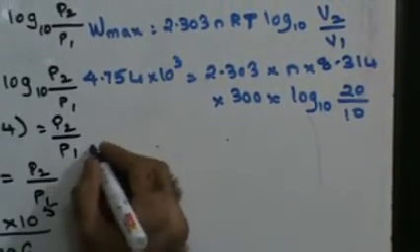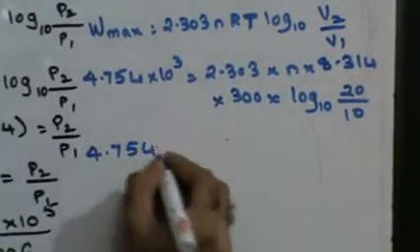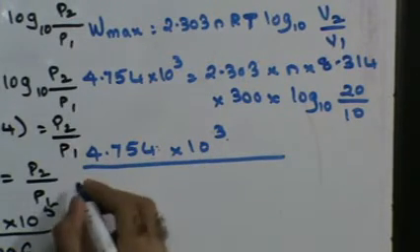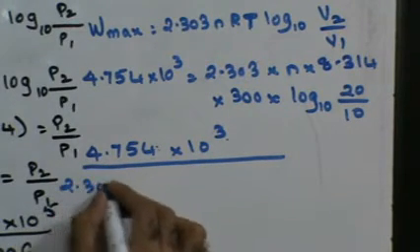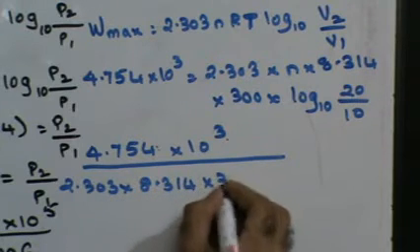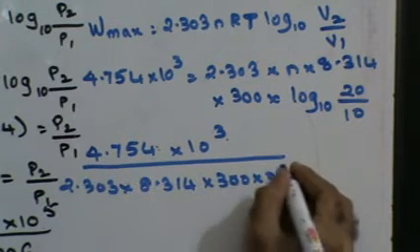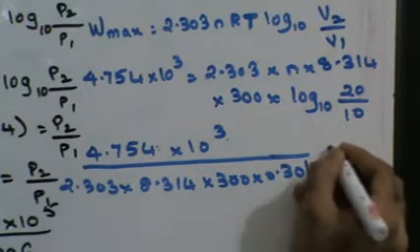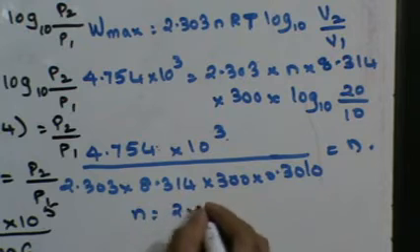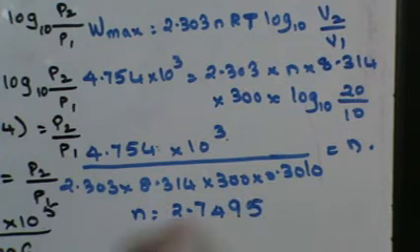So therefore I can say that 4.754 into 10 raised to 3 upon 2.303 into 8.314 into 300 into 0.3010 is going to be N. When you solve this, you will get the value of N as 2.7495. Next, take down next one please.